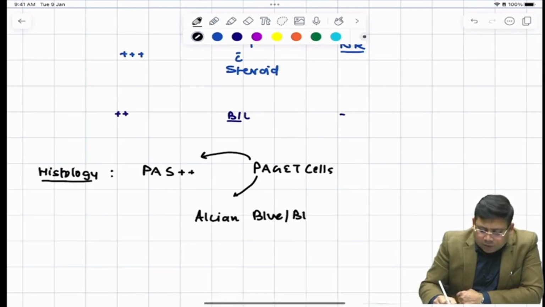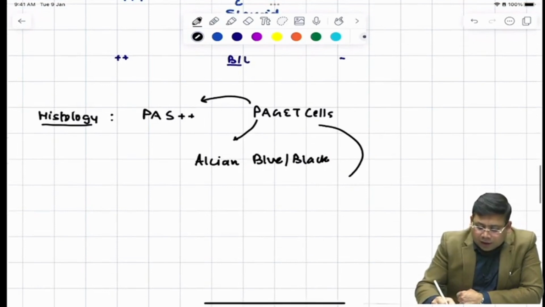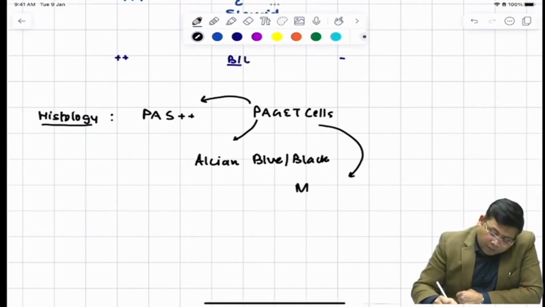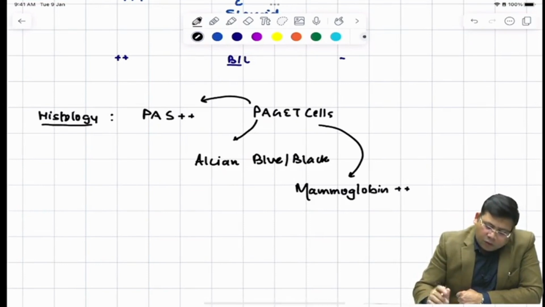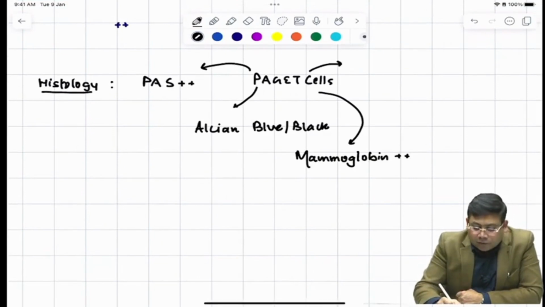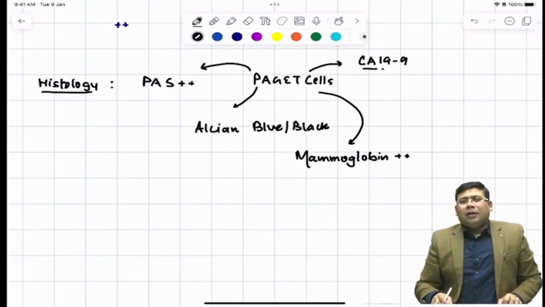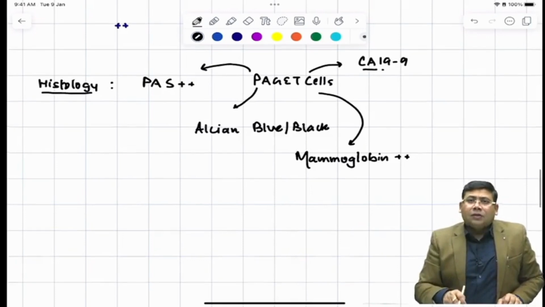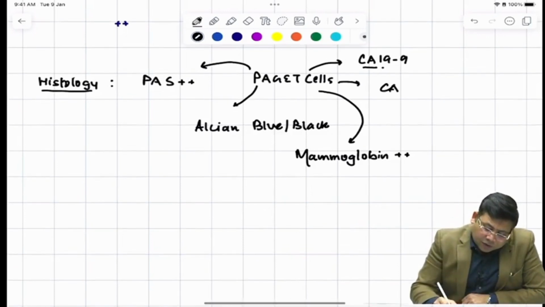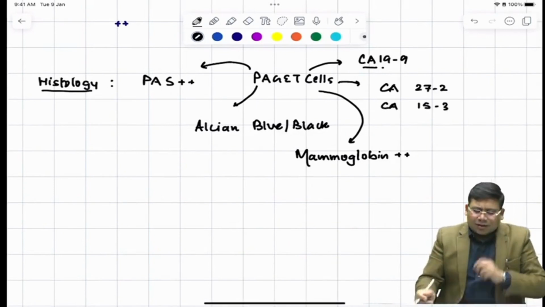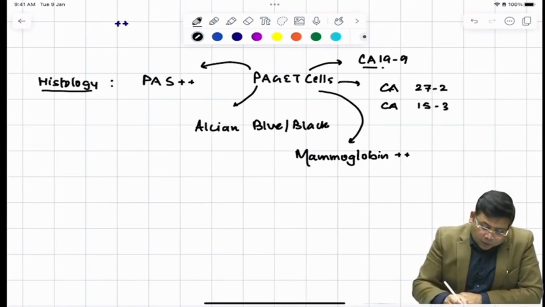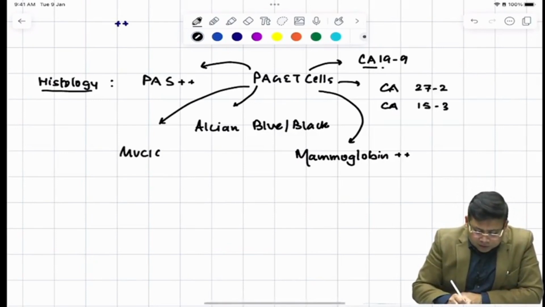Now there are 2 or 3 more markers which I am going to mention for you. What are they, students? They are positive for mammaglobin. So mammaglobin positive, this is one more thing. They are also positive for CA19-9. Now this is a marker which is usually elevated in hepatobiliary and pancreatic tumors. So CA19-9 is also positive. Some of them are positive for CA27 and CA15-3. So these are certain markers which may be elevated. They are also positive for mucicarmine. So these are certain markers which are positive for them.